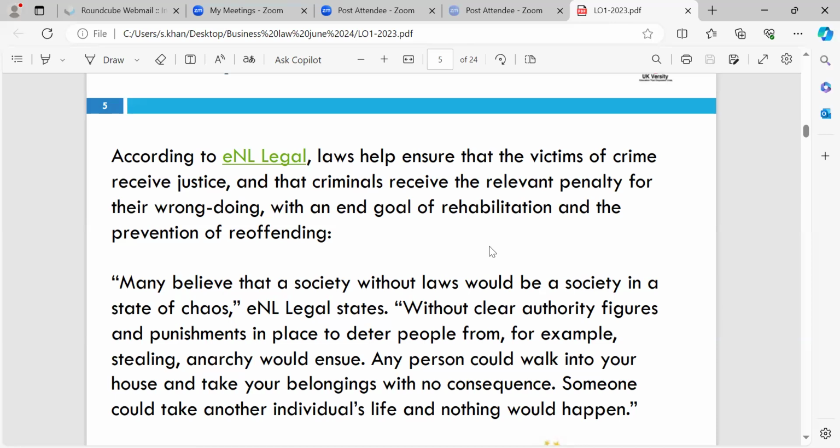The end goal is to rehabilitate criminals so they are prepared to integrate back into mainstream society and to reduce the overall rate of reoffending, breaking the destructive cycle of crime. There are different types of law which have evolved over hundreds of years, as we mentioned, thousands of years, and it's believed that, according to ENL, legal law helps ensure that victims of crime receive justice, as we mentioned, and criminals receive the relevant penalty.